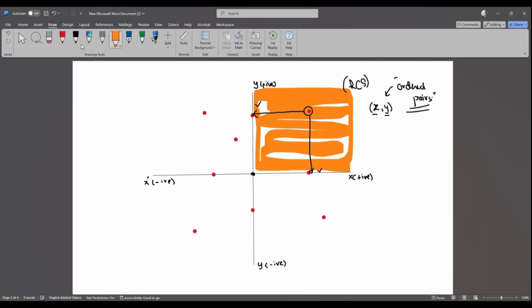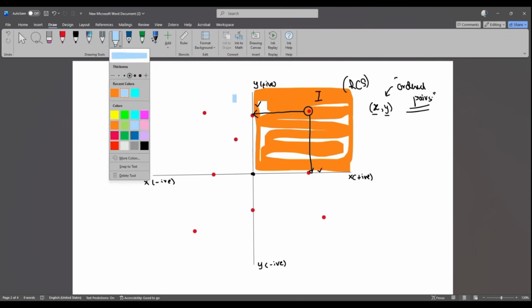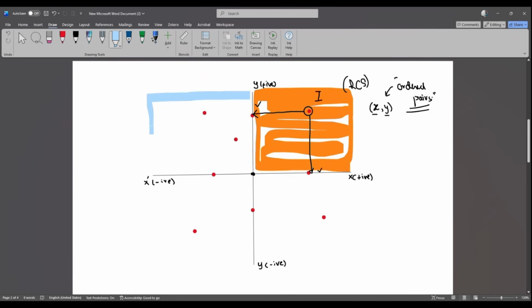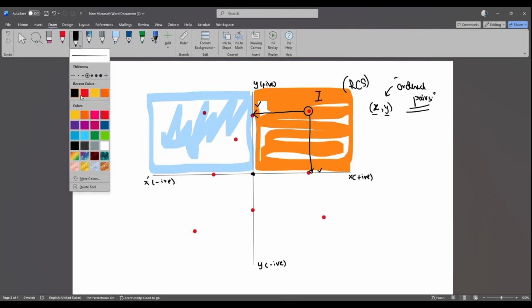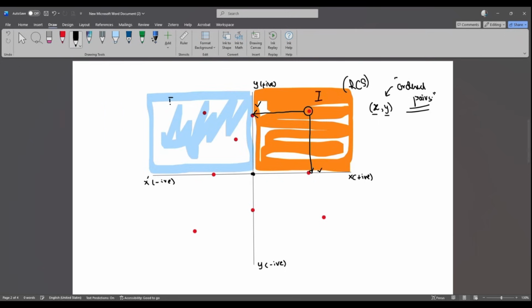this is what we call the first quadrant of the rectangular coordinate system. This region right here, beside the orange one, the blue one, anything in between, is what we call the second quadrant. So the counting in the rectangular coordinate system is anti-clockwise.